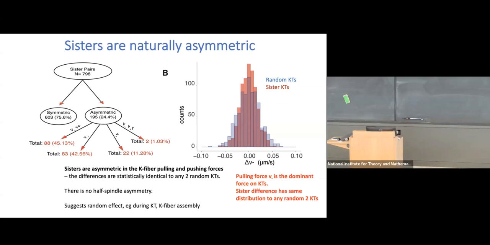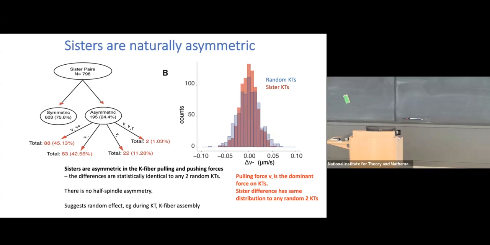So when we asked, is this a special population of asymmetric kinetochores, asymmetric sisters? Well, no. It looked like it was just fluctuations. There was no half spindle asymmetry. There I'm getting at the fact that the centrioles are different ages. It suggests a random effect.